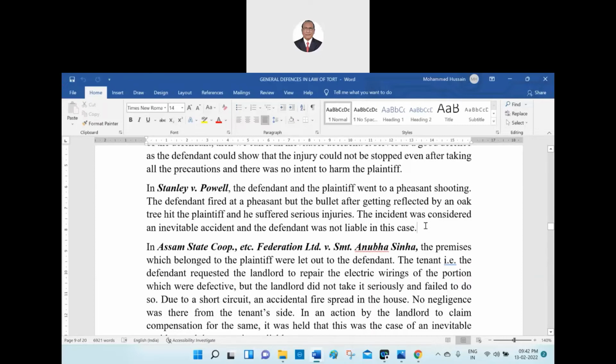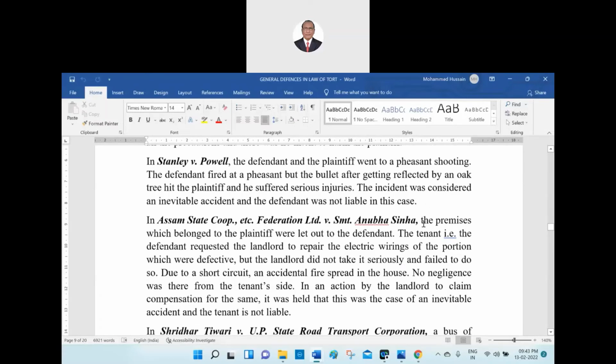So such a thing is the Stanley versus Powell case law. It is the glanced-off case law, the pellet case law, and the inevitable accident case law. So we have to remember the case Stanley versus Powell by hook or crook, by keeping some mnemonic, or some other thing to remember it. Use your own mechanism to make it out. Here Powell means P and Pheasant means P. In that way also you can remember it: Pheasant, Powell. So that was the case law.